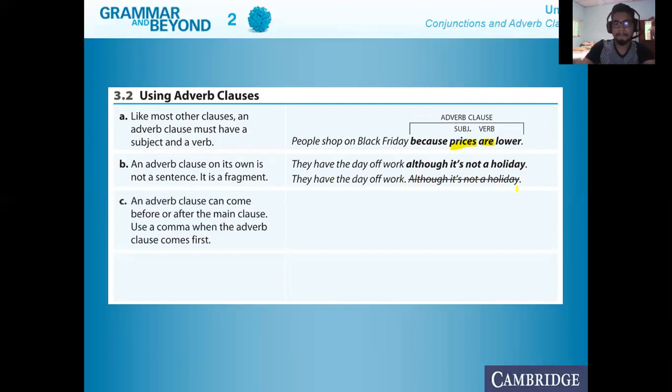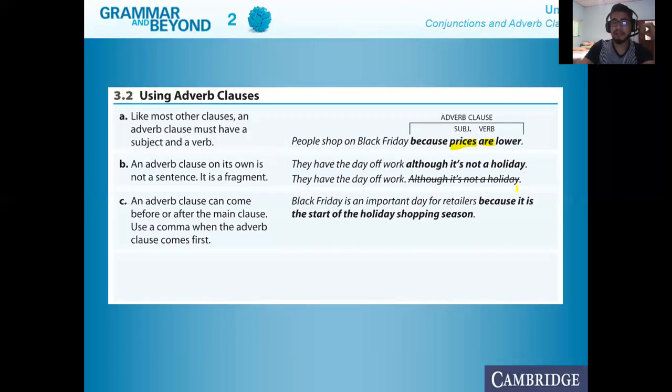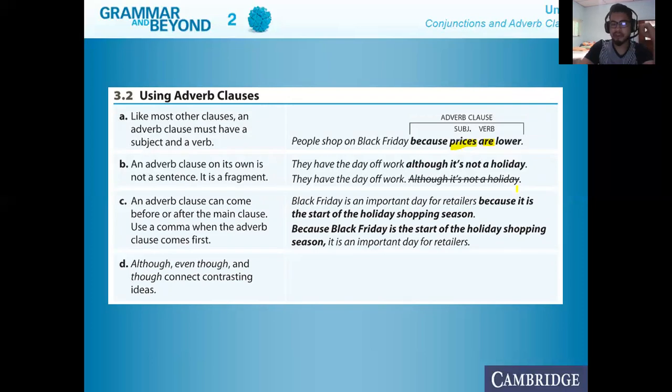An adverb clause can come before or after the main clause, as I explained at the beginning. Use the comma when the adverb clause comes first. I explained this already with examples. Although, even though, and though connect contrasting ideas, okay? Contrasting ideas. That means that they say the opposite of the main clause. For example, although it's not a holiday, workers have the day off. That means that they have the day off, but it's not a holiday.